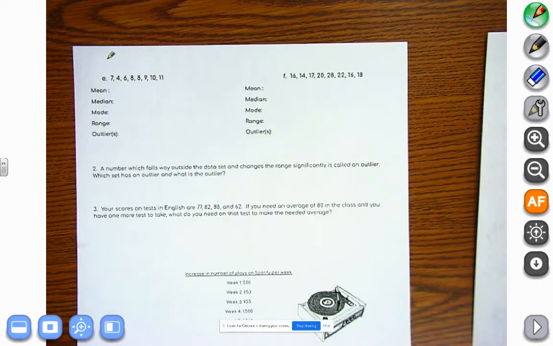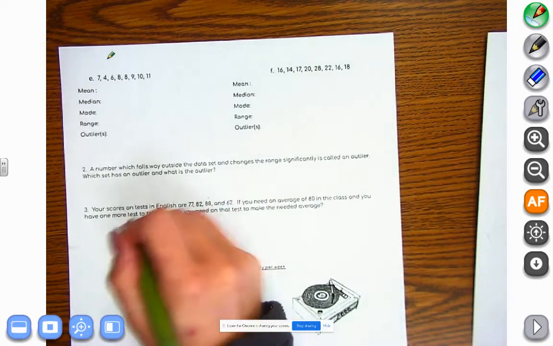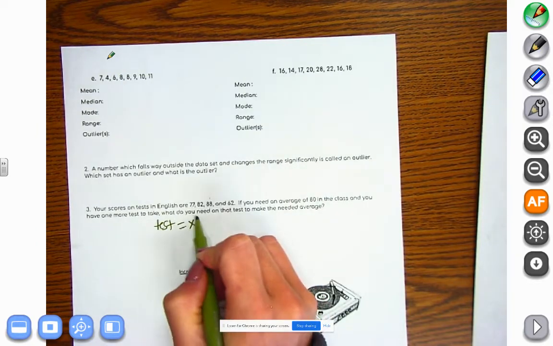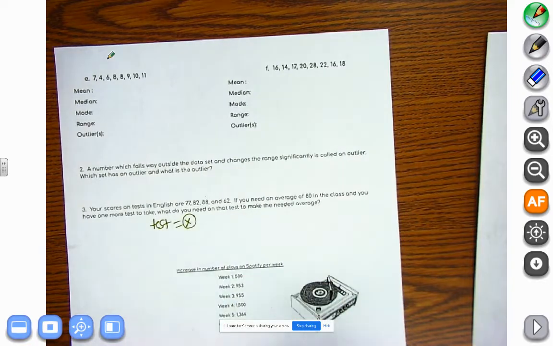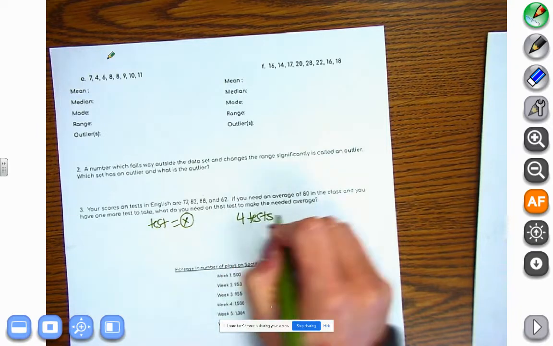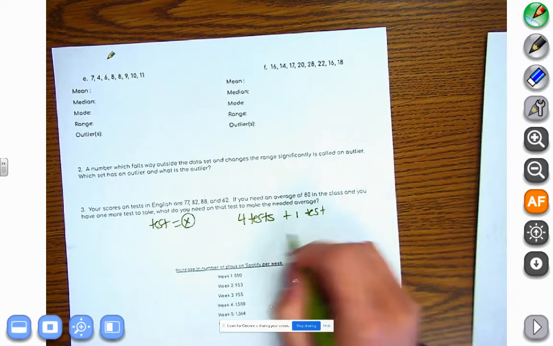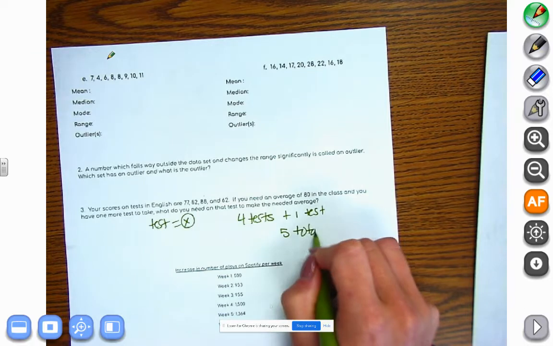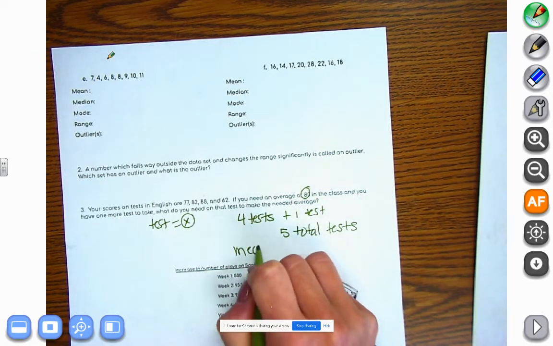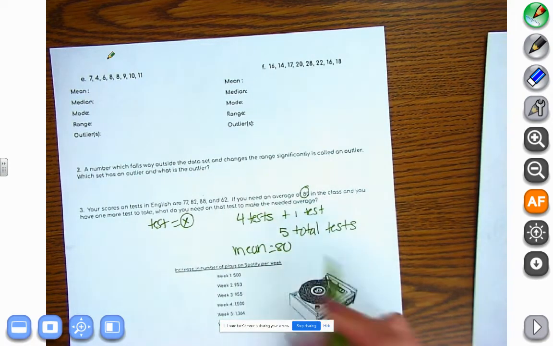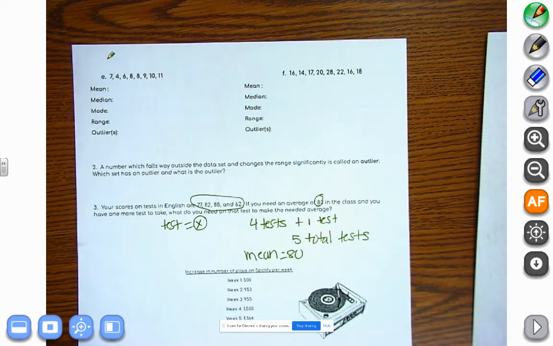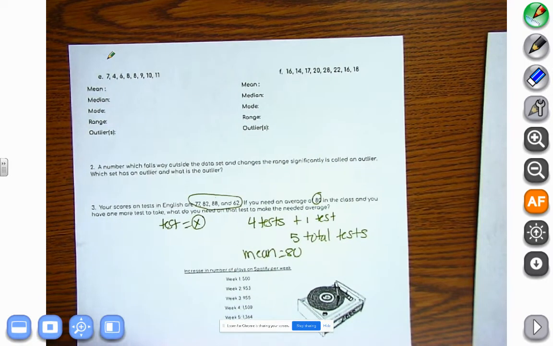So you can let that test that you're missing, that last test, equal X. Okay, so that's a tip for figuring out this problem. So you have 1, 2, 3, 4 test scores right now, plus the one test that you're adding. So there will be 5 total tests in the end. You need an average of 80, so you want your mean to be 80. Okay, so you're going to use all of this information as well as the test scores in order to figure out what you need to get on that last test. What is X?